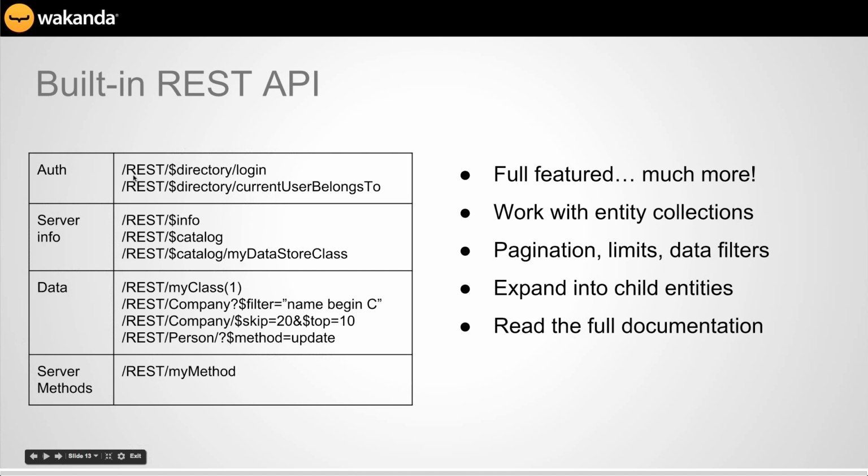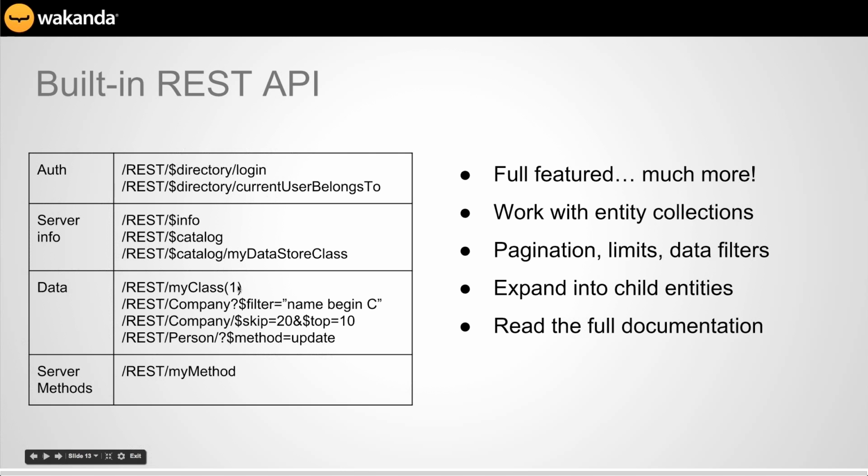So you access the REST interface with a leading REST. These are two for authentication, so $directory is a special key, log in, and in the body you pass your username, password. You can get, does this user belong to a certain group? You can get different information from your server, get information on the server in general, the catalog, which is your model, how Datastore classes are made up, and introspect exactly what you have as far as the model. You can define on your server side what is visible from the browser and or from the REST API and what's not.